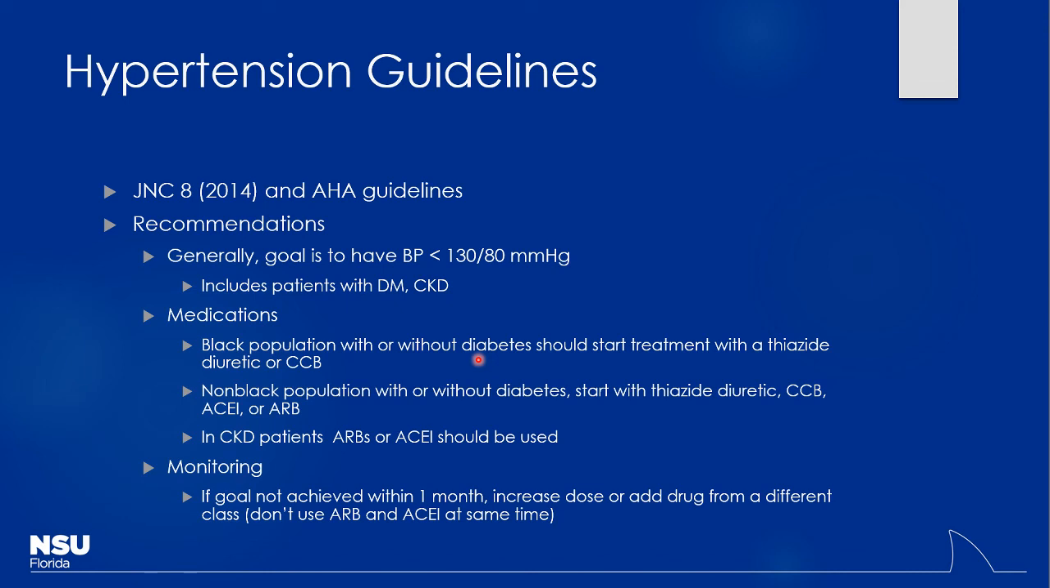So in general, we can go with that. But if they have a history of AFib, well, then maybe something like verapamil or diltiazem would be reasonable for that patient. Okay, again, you have to take all those different factors into account here.